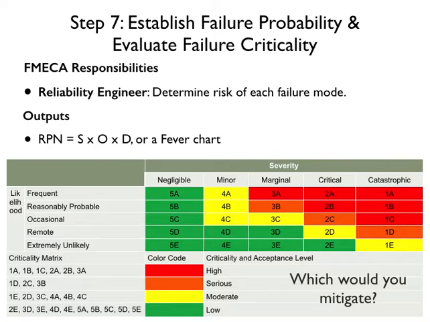And if the severity is catastrophic, it is almost certainly going to be either high or serious risk. The only exception to that is if the likelihood is extremely unlikely, then it'll be a moderate level of risk. So it's pretty obvious that catastrophic failure modes, no matter what their probability is, are very, very important.